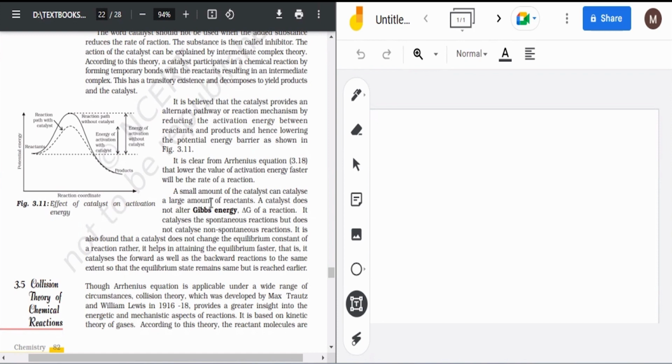A catalyst does not alter a very important thing. A catalyst cannot alter the Gibbs free energy, delta G, of the reaction. It catalyzes the spontaneous reactions but does not catalyze non-spontaneous reactions.